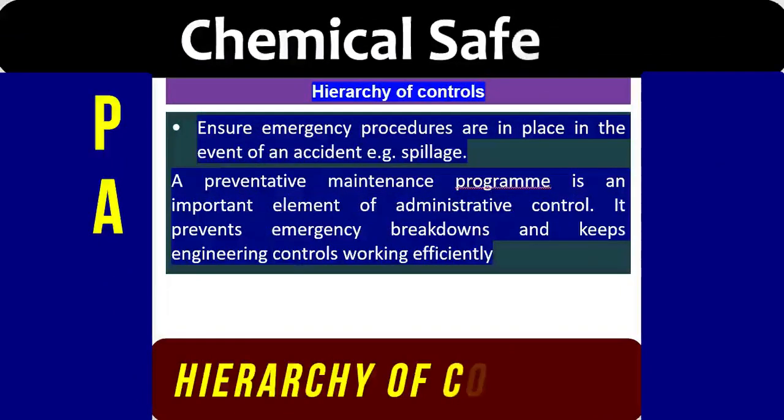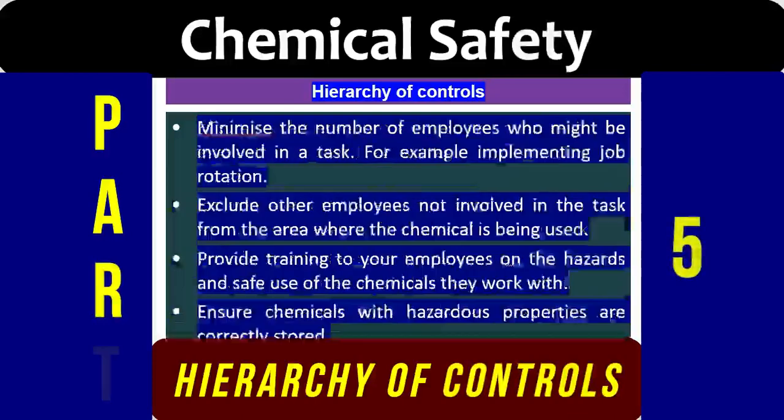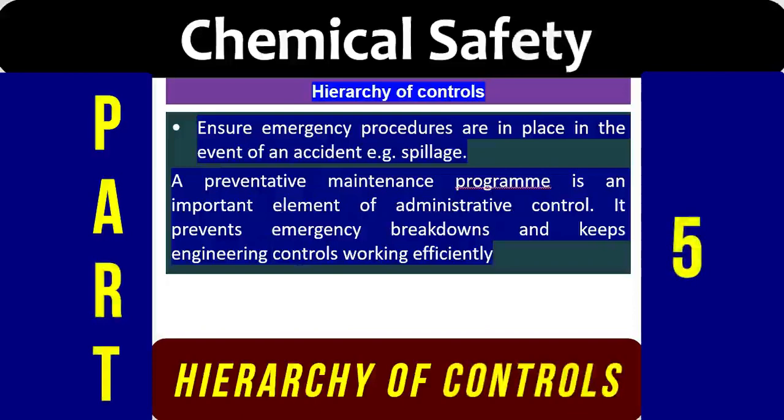And number five, ensure emergency procedures are in place in the event of an accident, for example, spillage. A preventative maintenance program is an important element of administrative control. It prevents emergency breakdowns and keeps engineering controls working efficiently. And this is the way you can utilize administrative controls, and that is in the preference order number four.